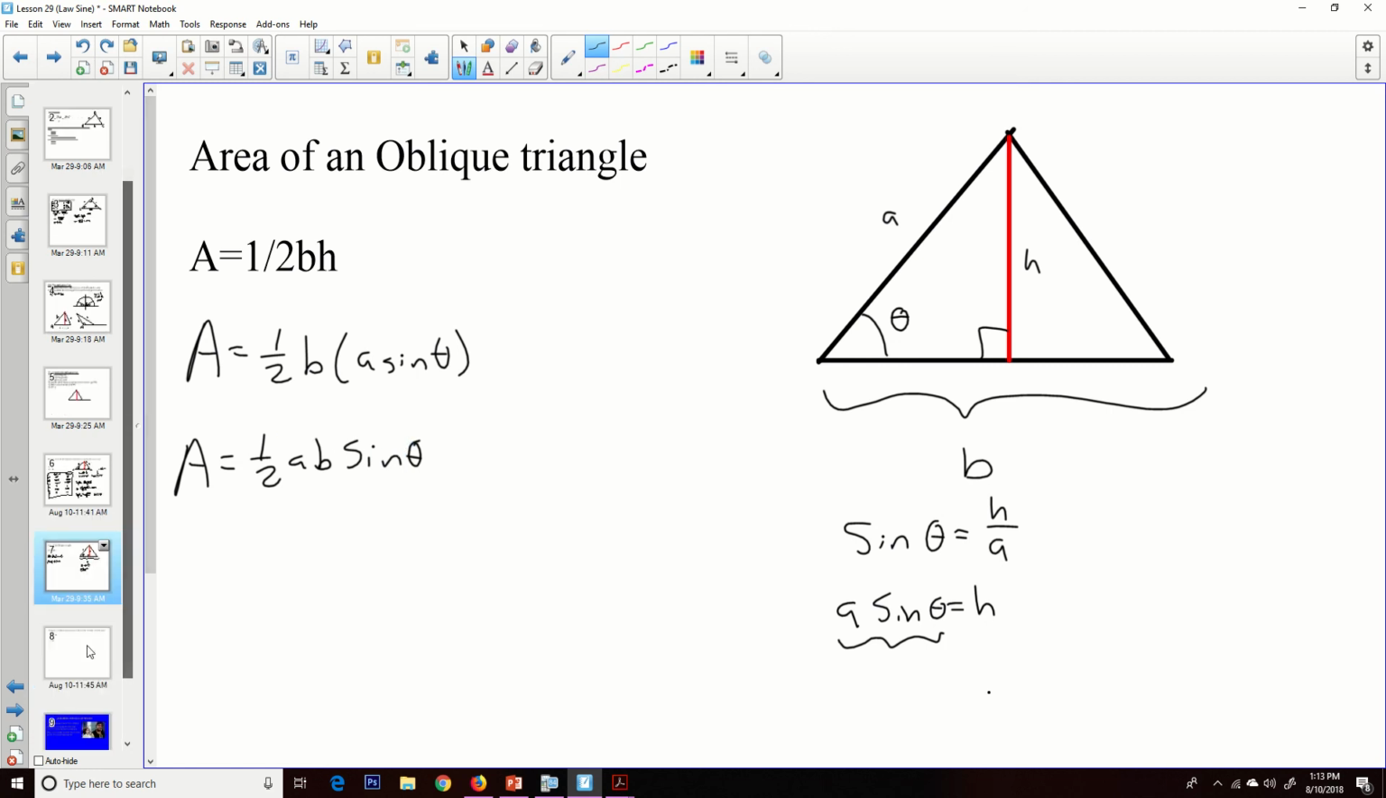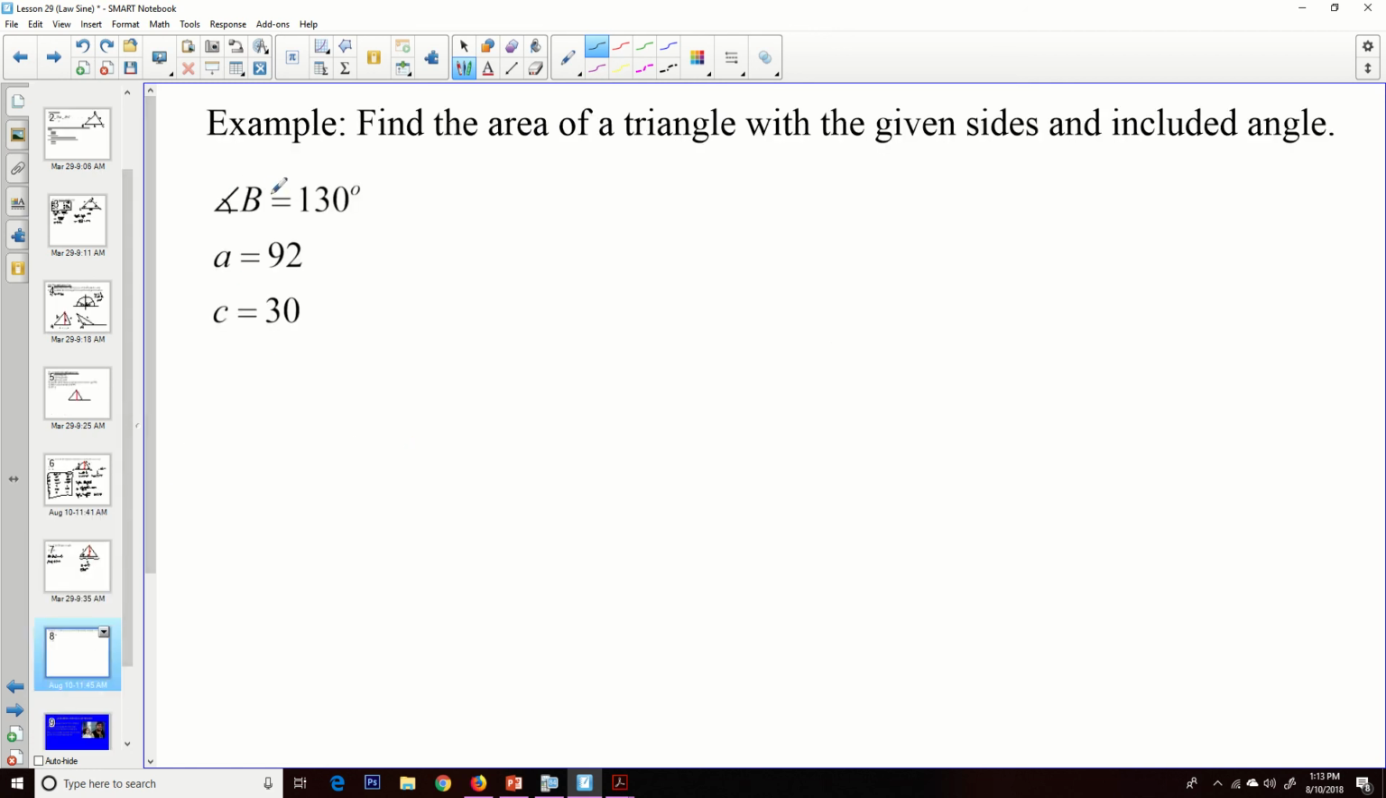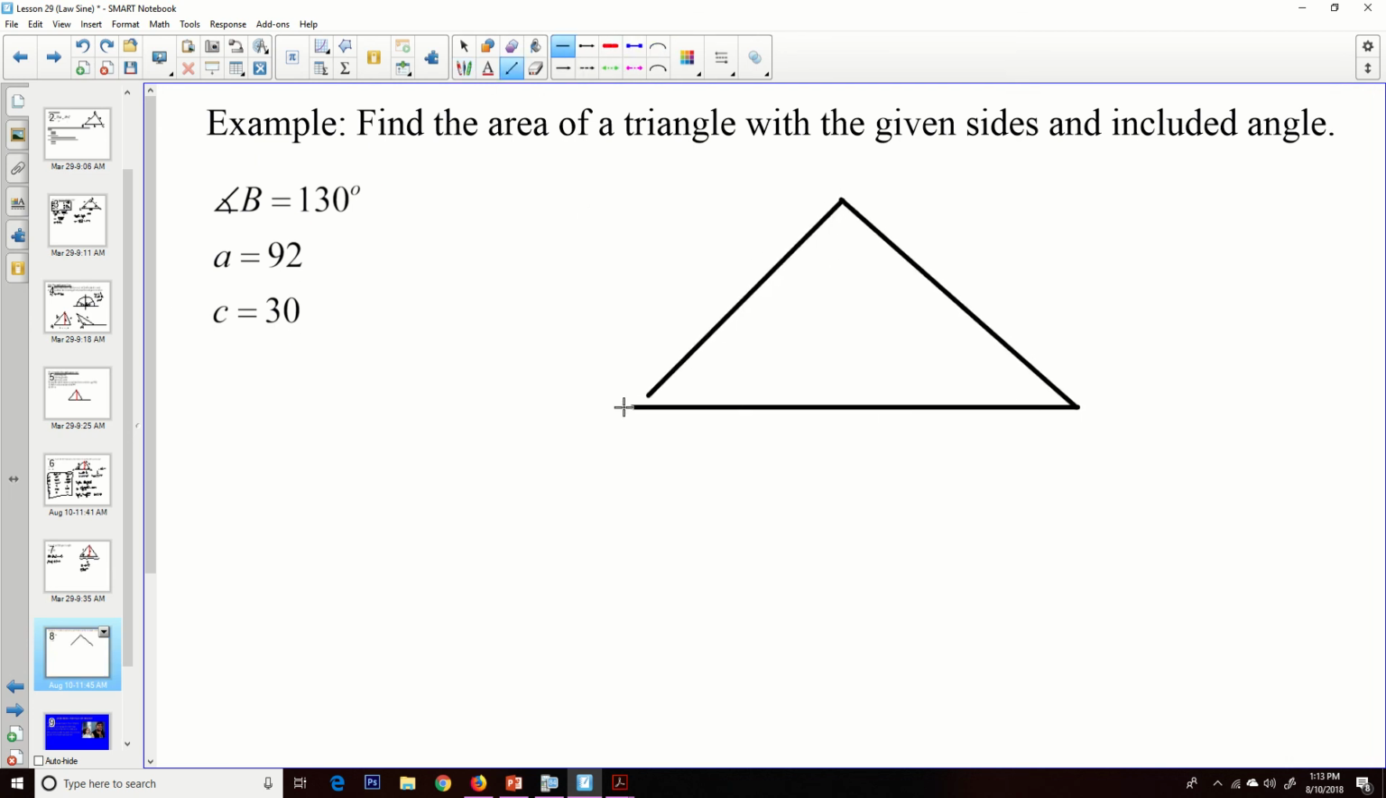And so what does that mean? If I have a triangle, and I'll just draw that real quickly. Clearly the B is an obtuse angle. So I'm going to go B here, A here, C there. I'm going to go 130 degrees there. Little a is 92. Little c is 30. I didn't really draw it to scale, but that's okay. So I have two sides with an included angle.